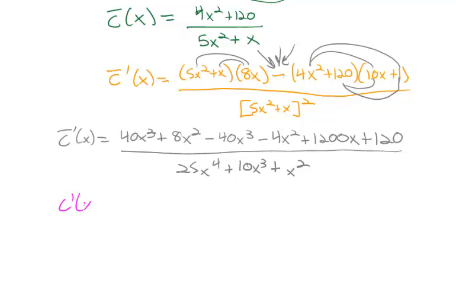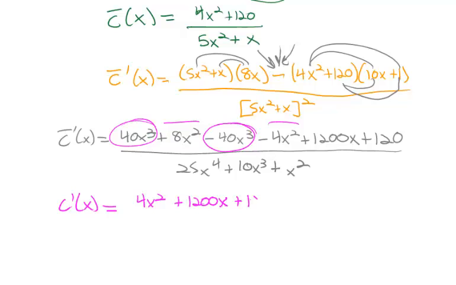Combining like terms, C prime of x is equal to 40x cubed minus 40x cubed, that's 0. 8x squared minus 4x squared, 8 minus 4 is 4x squared, and then we've got plus 1200x plus 120, all over 25x to the 4th plus 10x cubed plus x squared.